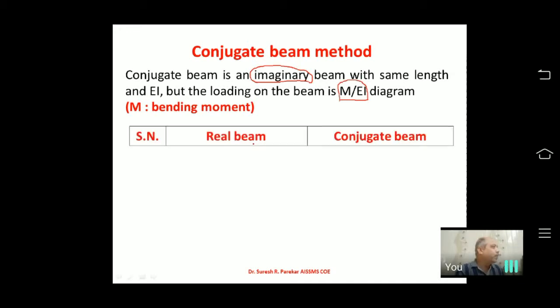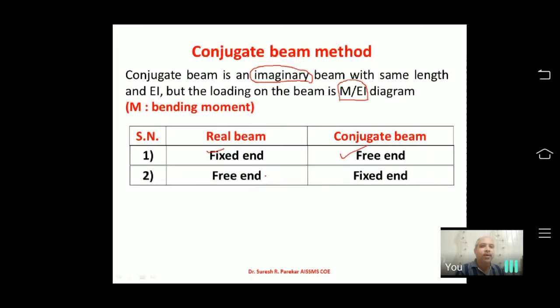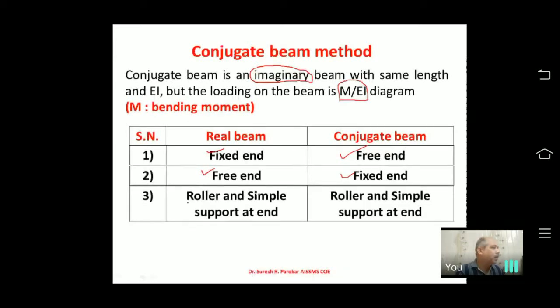Now, when we consider this imaginary beam, we have to convert the real beam into a conjugate beam. First, a fixed end we have to convert into a free end. This is important: which ends we are going to change. Then a free end we have to convert into a fixed end. Then we have roller support. Here we do not have any change. Roller and simple support remain as they are.